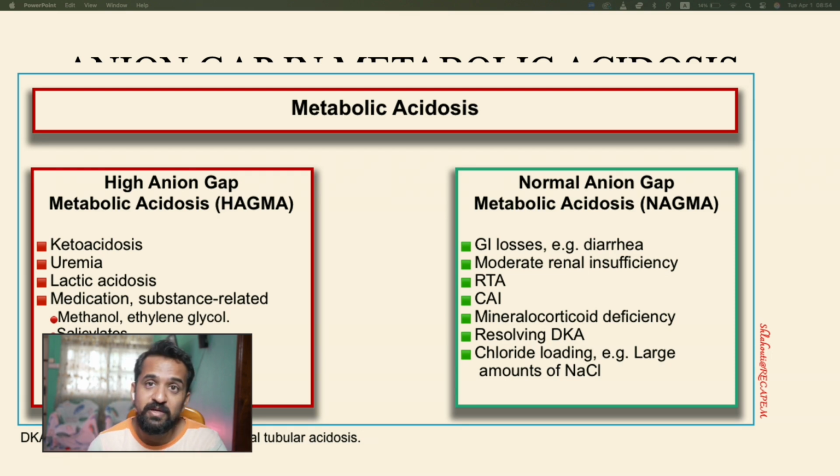In normal anion gap, we know that it's between 8 to 12, and it could be secondary to GI losses like diarrhea. You're losing a lot of your bicarb. Moderate renal insufficiency can sometimes cause this. Renal tubular acidosis, which is a very important component and we're going to talk about it just now, is very common in normal anion gap metabolic acidosis, and if you identify it, you might need to supplement this patient with bicarb. This is the only time you're going to give bicarb to these patients. And there are other causes as well. Okay?